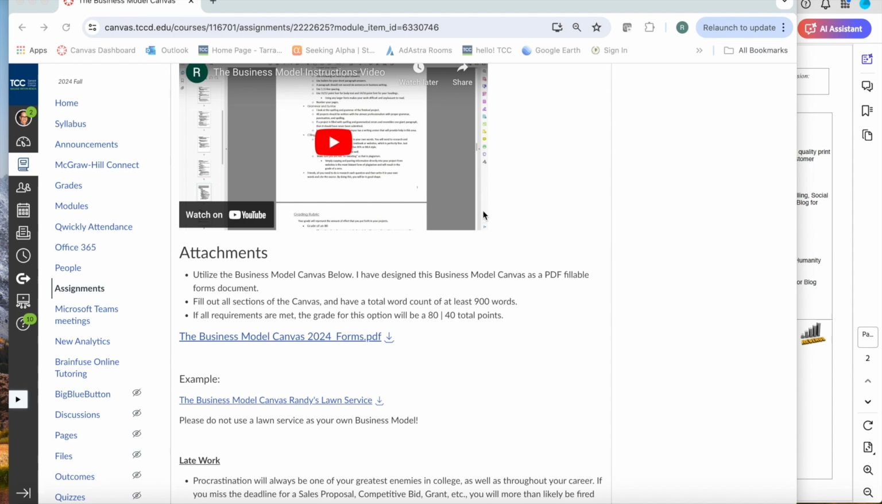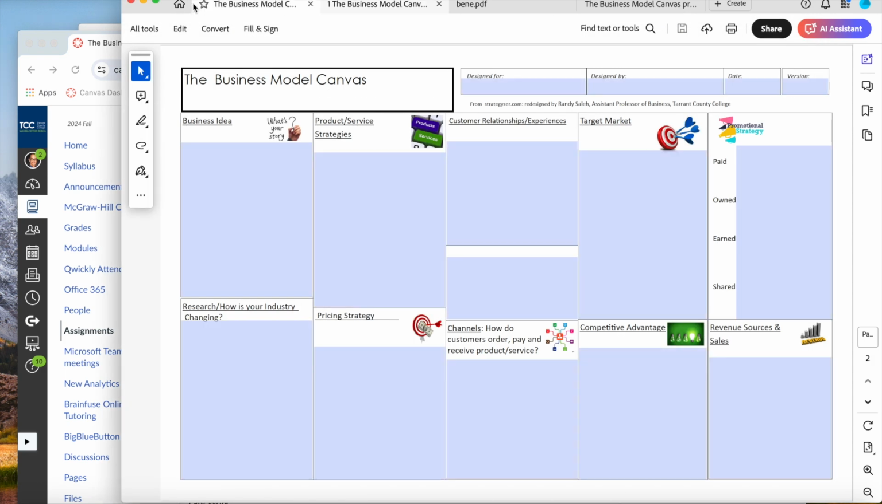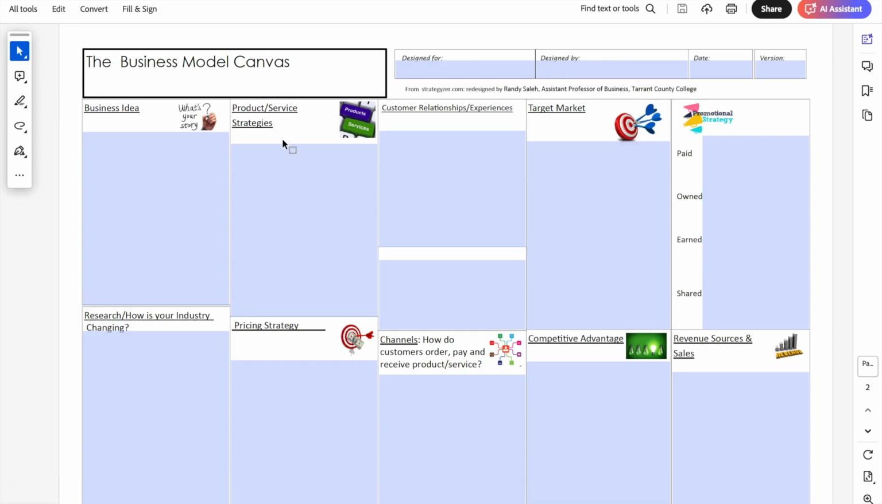So when you click this, I'm going to go right into it up here real quick. So this is what it would look like. All of these are editable areas that you can start typing into. Now, if you've come to class, what we've gone over in this unit are all of these areas. What's my business idea? What are the product or service strategies that I'm going to perform? Customer relationship.